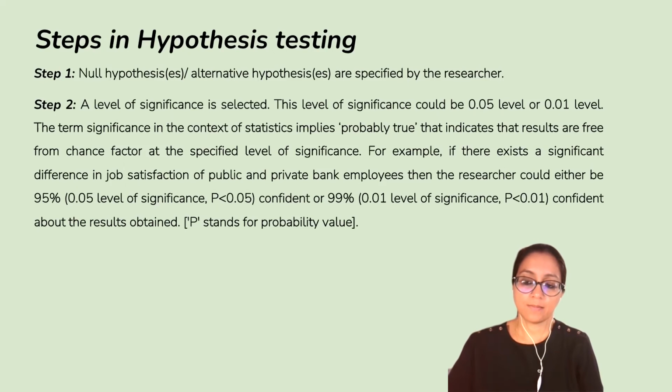Now, what are the steps in hypothesis testing? The first step is that the null hypothesis and alternative hypothesis need to be formulated by the researcher. Then in the second step, a level of significance is selected. This level of significance could be either 0.05 level or 0.01 level. The term significance in the context of statistics implies probably true.